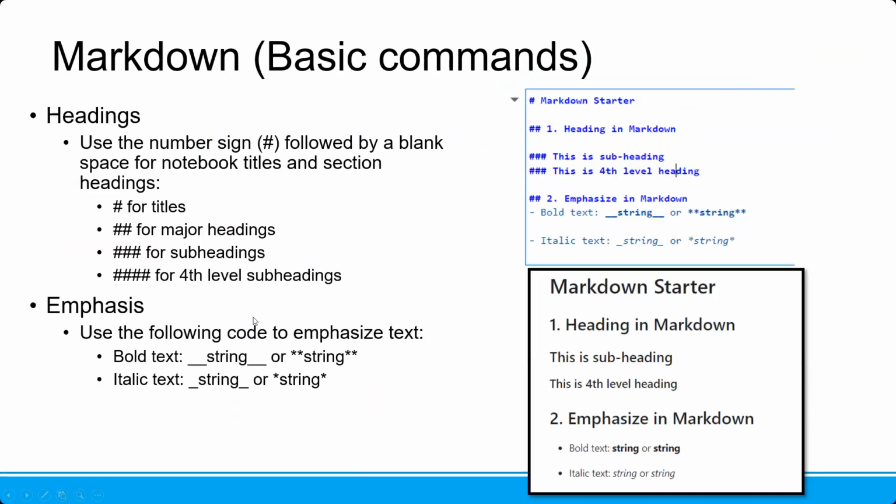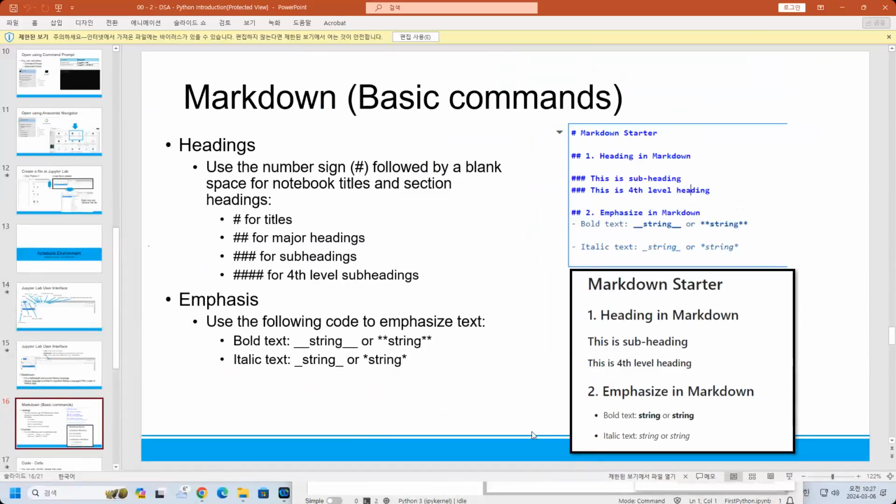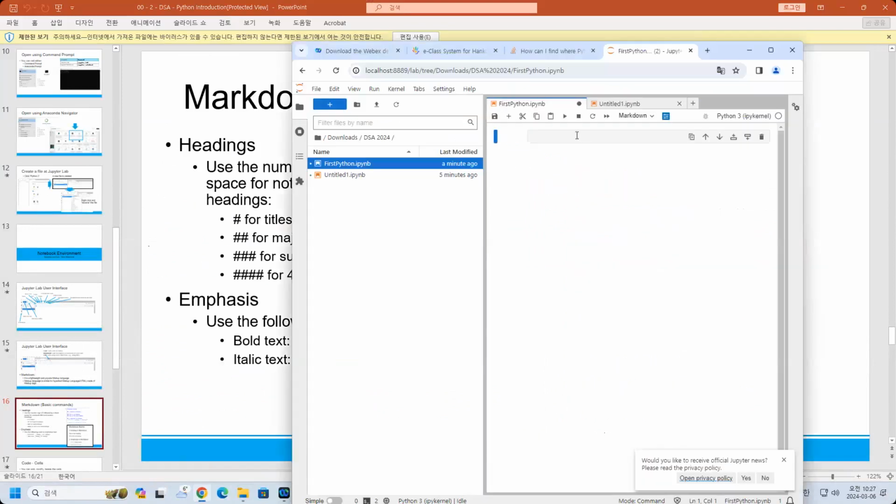So in the markdown, I will explain only the basic one. Two things for the basic markdown. First is the heading and the other is emphasis. The heading means, if you use one hash, introduction, and then if you press enter, you can see that the introduction is very big. We call this the title.